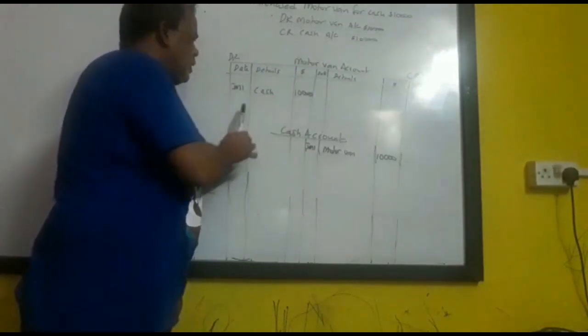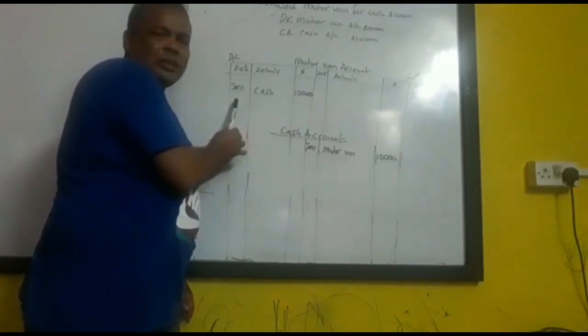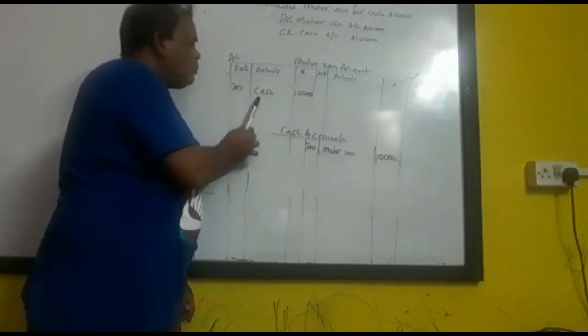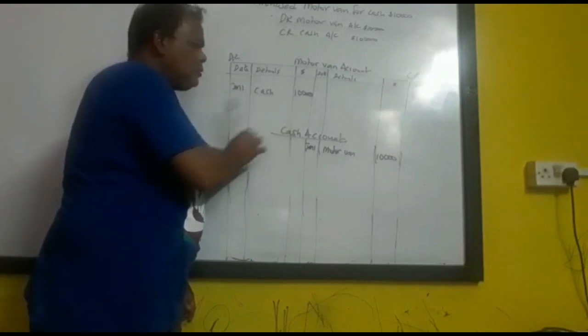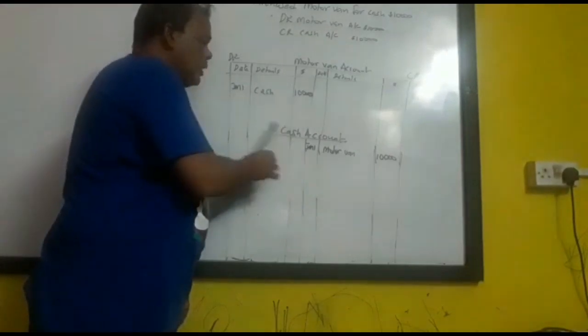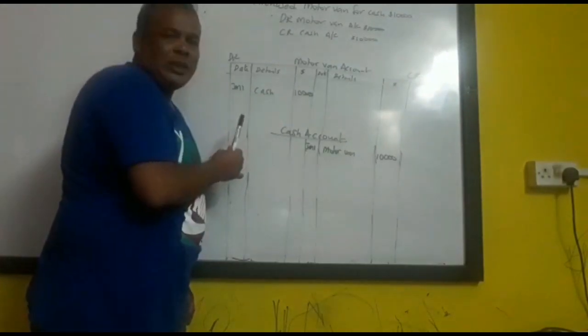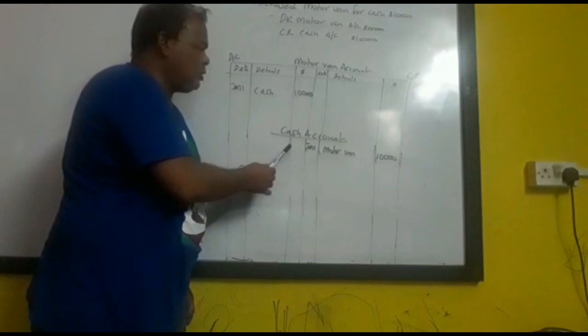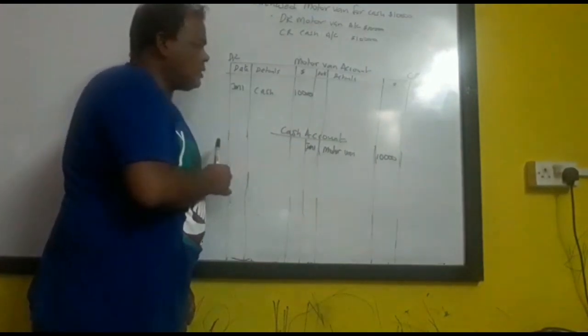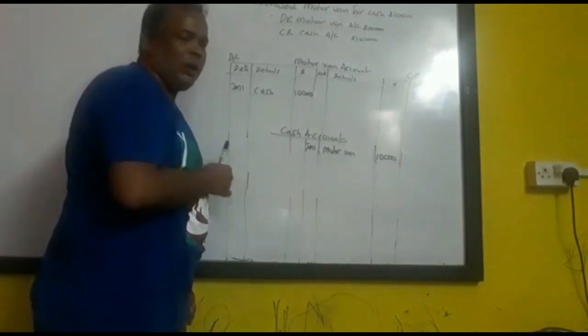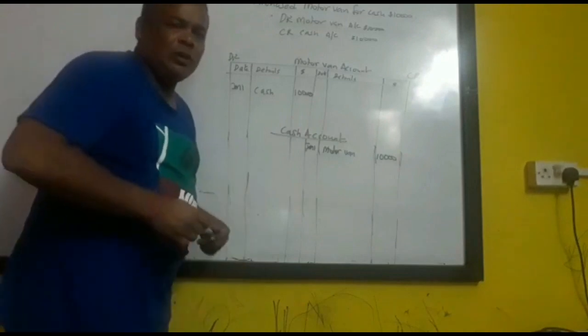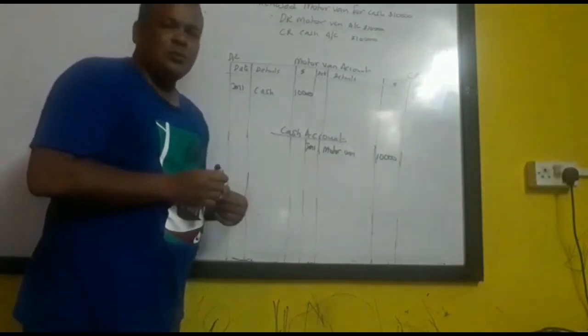So in the motor van account, on the debit side, we write down the date, and then instead of writing motor van, we write down cash, and then the bill. And then we open the cash account. On the credit side of the cash account, because the cash account has to be credited, we write down January 1, and the name of the other account, motor van, and the bill.